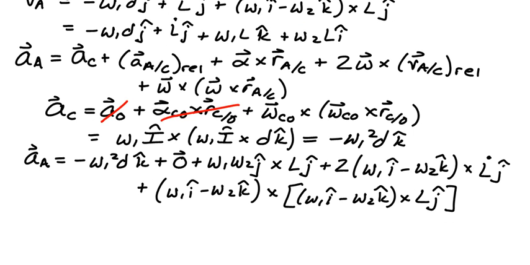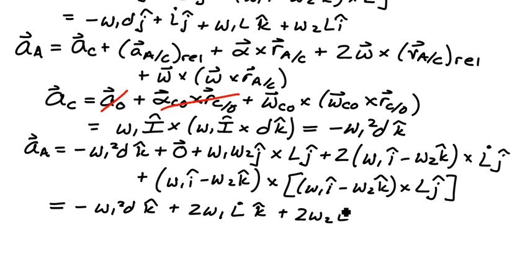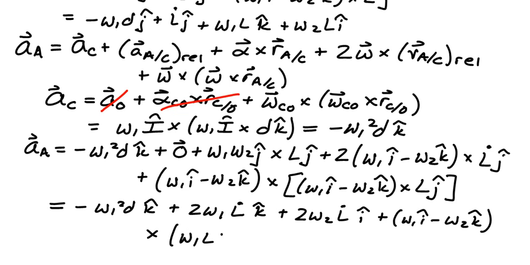If I work out my cross products here, I'm going to have that the acceleration of A is equal to minus omega 1 squared d in the little k. j cross j goes away, so I'll get nothing from that third term. i cross j is k, so I'll have plus 2 omega 1 times L dot in the little k. k cross j is minus i, so I'll have plus 2 omega 2 times L dot in the little i. And then from the triple product term, I'll have plus quantity omega 1 in the little i minus omega 2 in the little k, cross with the result of this cross product here. i cross j is going to give me k, so I'm going to have omega 1 times L in the k, and k cross j gives me minus i, so I'll have plus omega 2 times L in the little i.